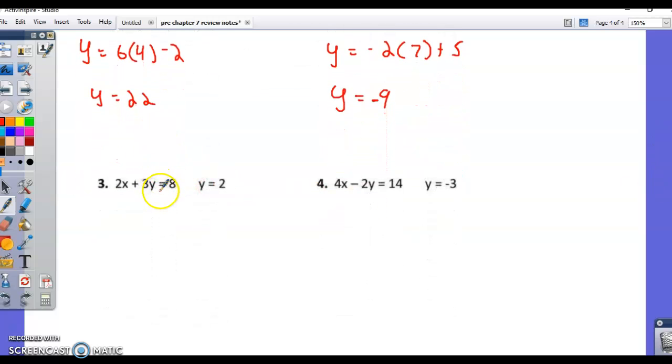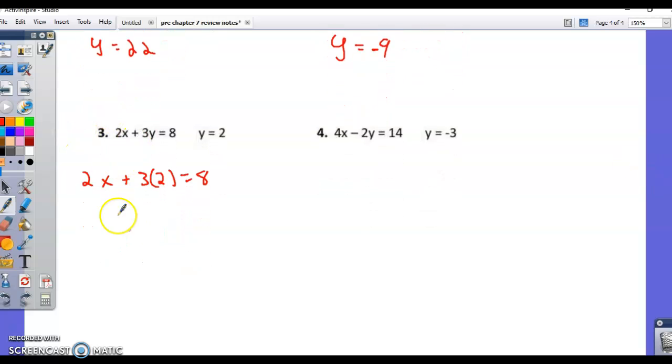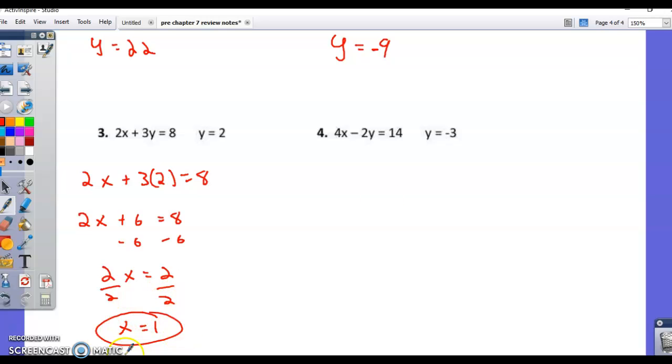Over here, we have y equals 2. So we would have 2x plus 3 times 2 equals 8. And we're going to solve for x, obviously, here because I give you the y. So this will be 2x plus 6 equals 8. And now we're at a two-step problem. Subtract 6 from both sides. 8 minus 6 is 2, divided by 2. x equals 1.